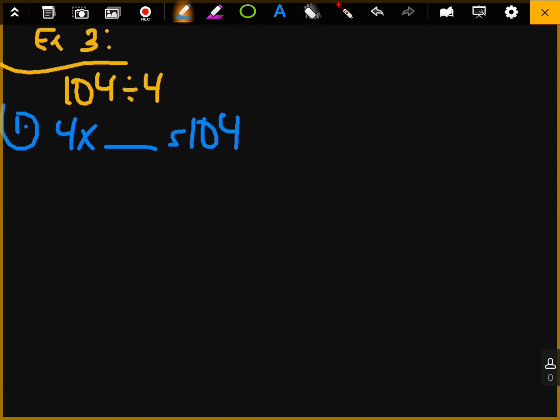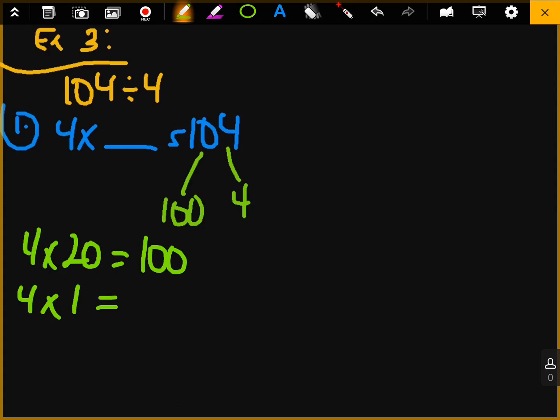Okay? And now, we have to see, okay, what factors can we use? And this might be a little difficult, guys, because if you don't know your multiplication facts, it does get a little difficult. That being said, I know that I could break down 104 into 100 and 4. Because I know that 4 times 20 equals 100 and 4 times 1 equals 4. Like I said, that might be a little difficult. Some of you might not know that 4 times 20 equals 100. If that's the case, what you might want to do is say, okay, 4 times 10 is 40.